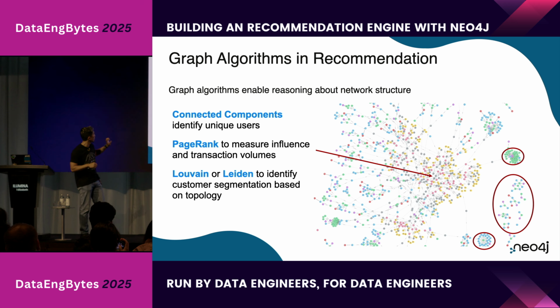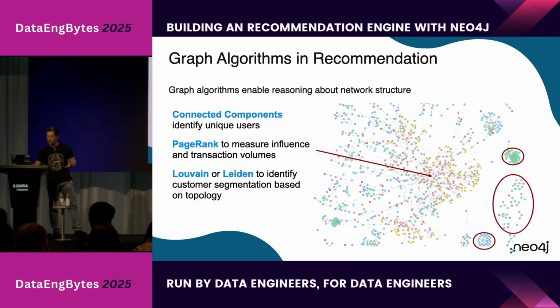Aside from the connected components, Leiden and Louvain give you the modularity degree. So it kind of calculates everything for you, basically how densely connected a certain community is. Based on that, you can create a customer segmentation.